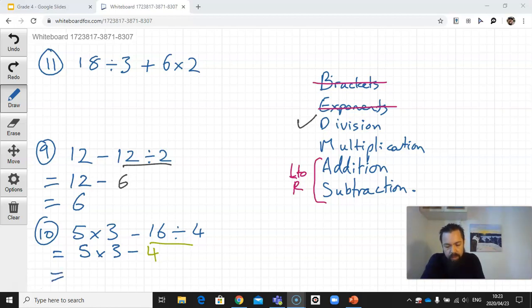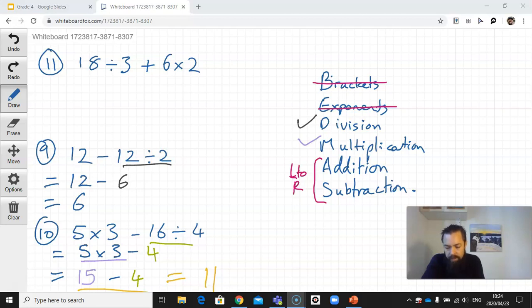Next up, I need to ask what it is I do after my division. Well, I have multiplication, so I will do that next. So the answer to 5 times 3 is 15. The rest stays unchanged. I only have one step left to do. I'm going to write it next to it. So 15 minus 4 is 11. There's my answer.